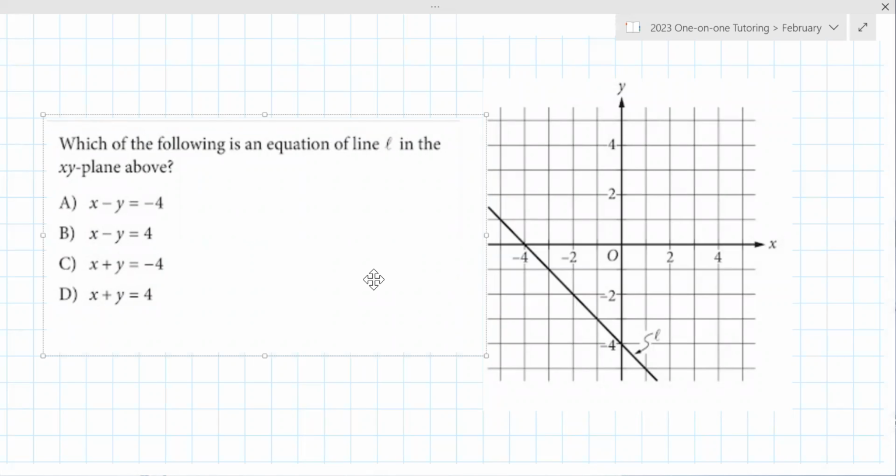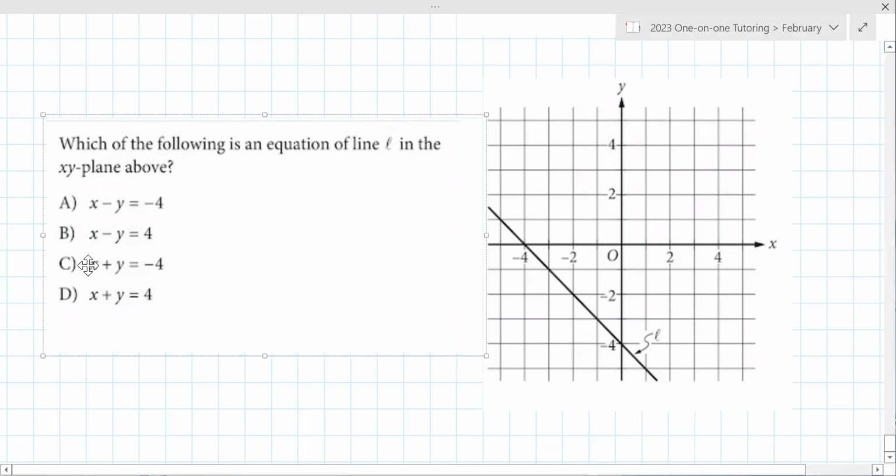Oh, I don't like this one. Oh, I have to think. Okay. I'm thinking it's either A or C.